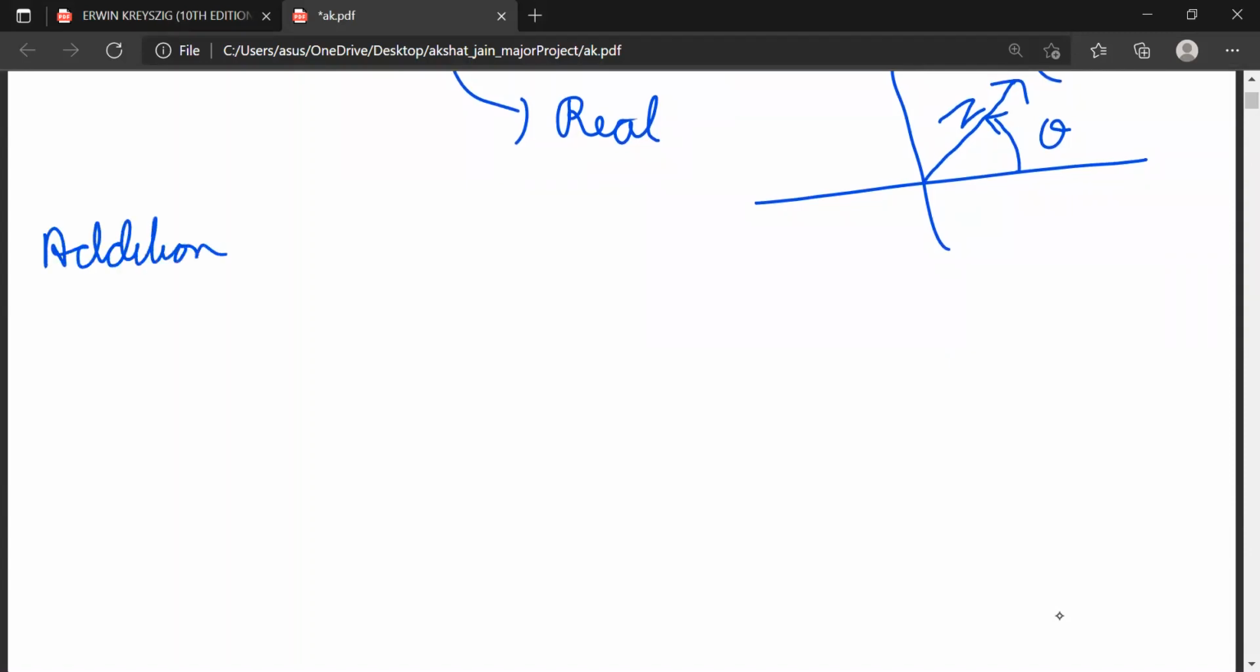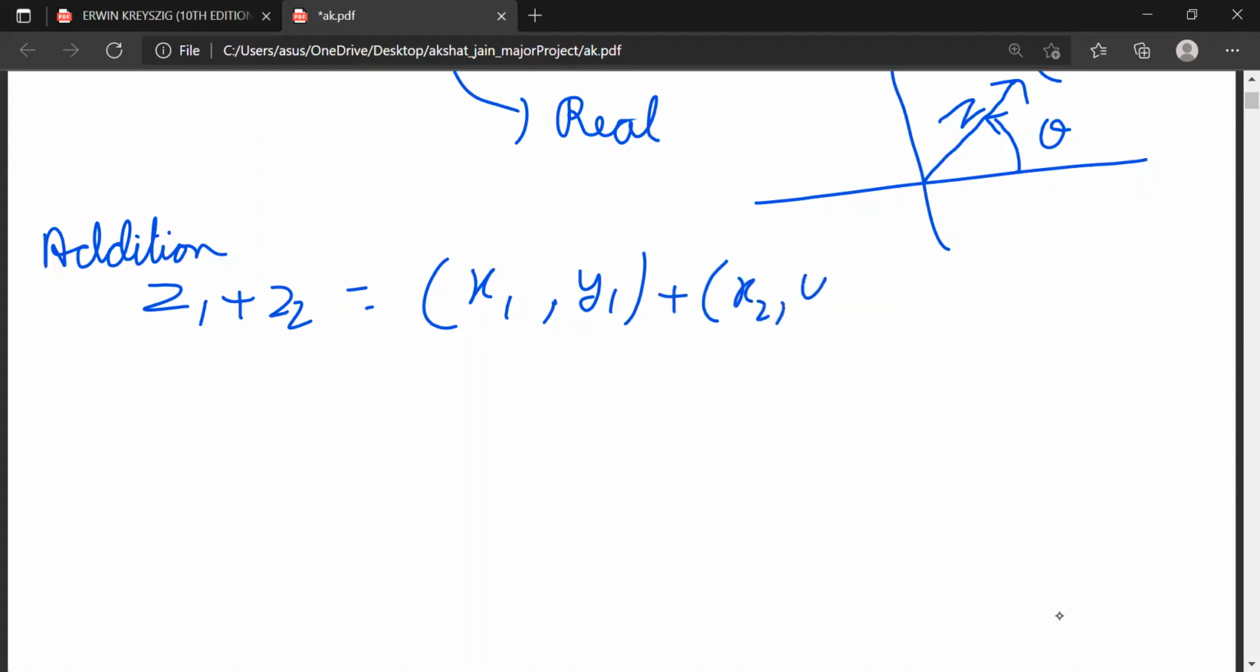First we will see addition in complex numbers, where addition means z1 plus z2. This is equal to x1 comma y1 plus x2 comma y2, which can be written as x1 plus x2 comma y1 plus y2. This is its addition rule.